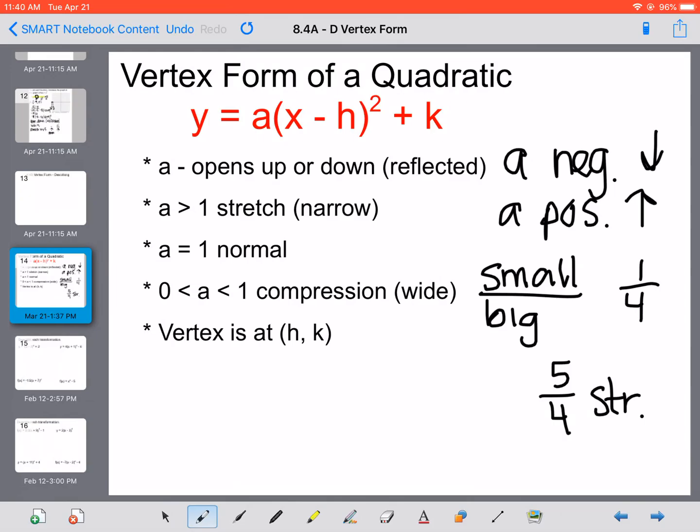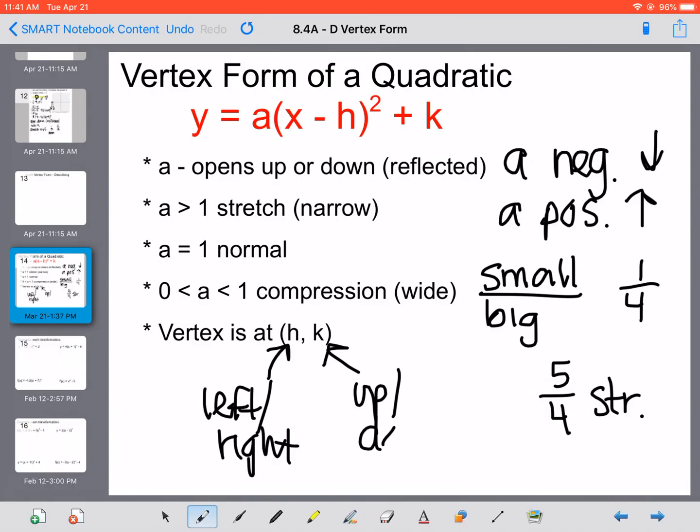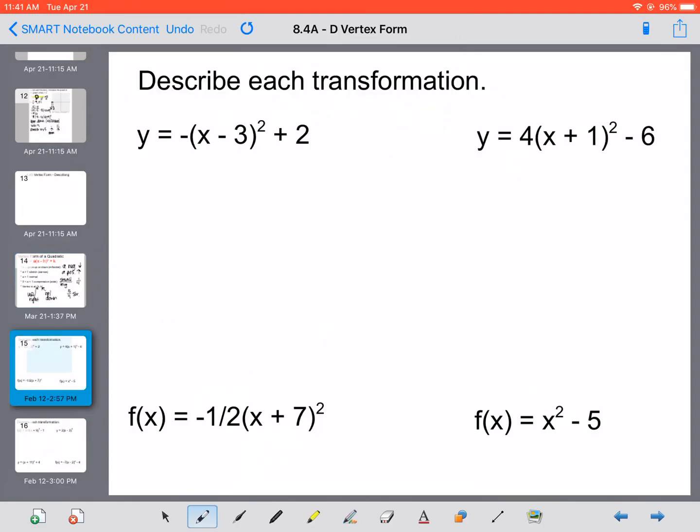And then your vertex is at that H, K, where H is telling you left or right movement, and then the K tells you up or down movement, which means vertically shifting up or down. So let's take a look at some of these problems here. So we just need to describe it.